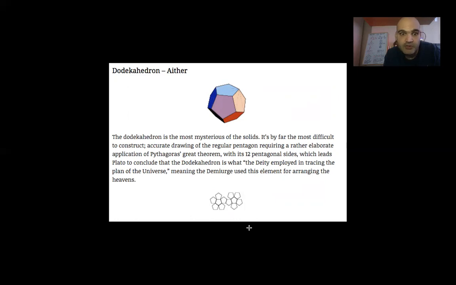pentagonal sides, which led Plato to conclude that the dodecahedron is what the deity employed in tracing the plan of the universe, meaning the demiurge used this element for arranging the heavens. So again, this corresponds with the zodiac and the 12 signs.